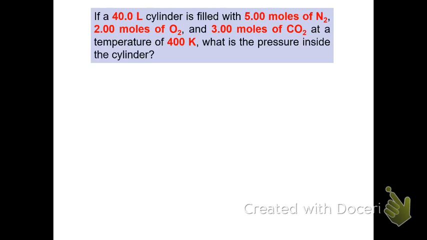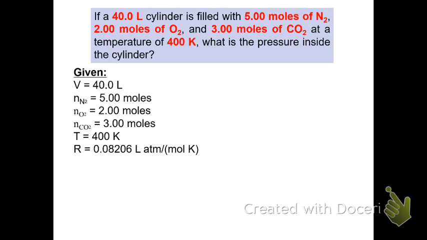Here we have a mixture of gases containing nitrogen gas, oxygen gas, and carbon dioxide, so three different gases. If a 40-liter cylinder is filled with 5 moles of nitrogen gas, 2 moles of oxygen gas, and 3 moles of carbon dioxide gas at a temperature of 400 kelvins, what is the pressure inside the cylinder? In other words, what is the total pressure inside the cylinder?